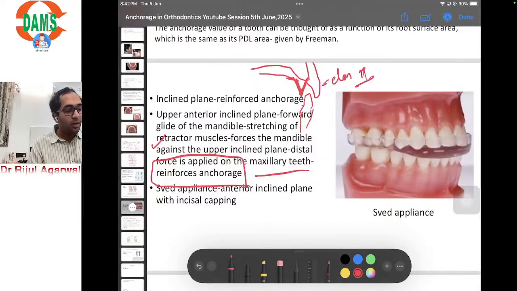Next, the Swed appliance. In the Swed appliance, an inclined plane is given with incisal capping. This is the image. The incisor teeth are capped like this. The acrylic caps the upper anterior incisor teeth as well.